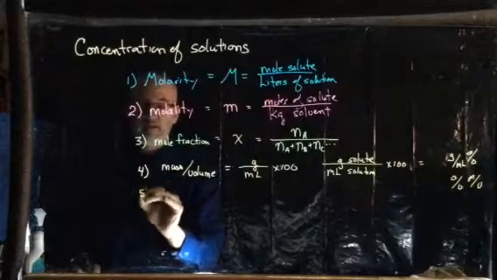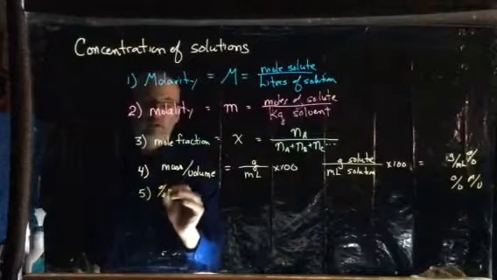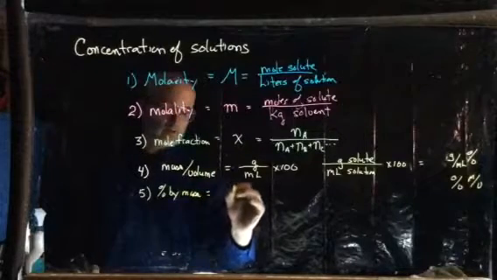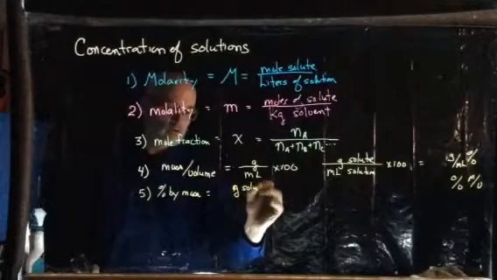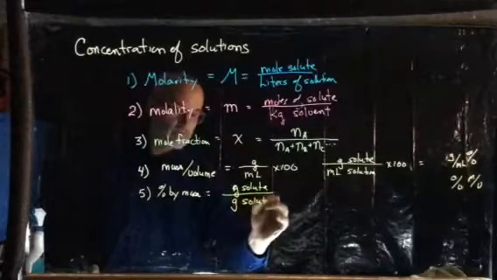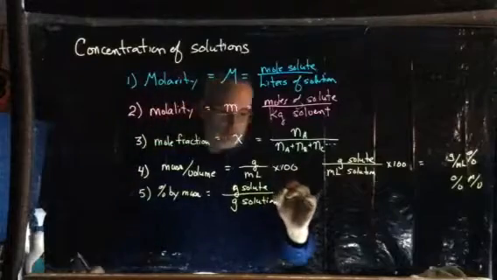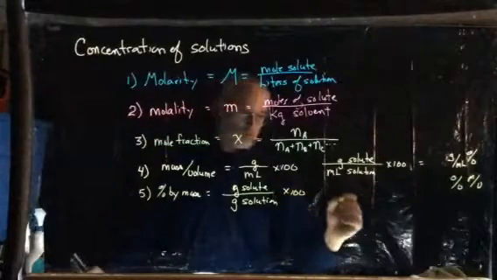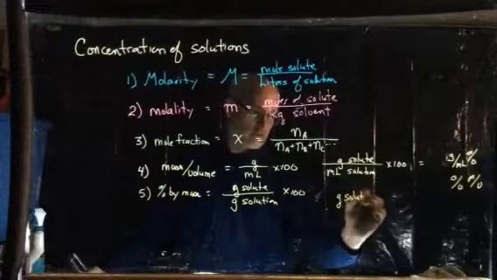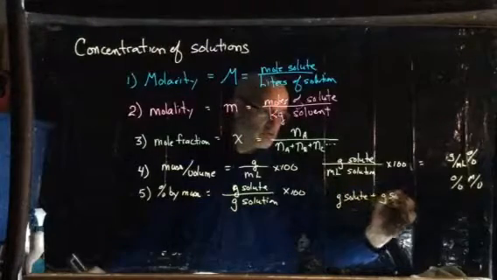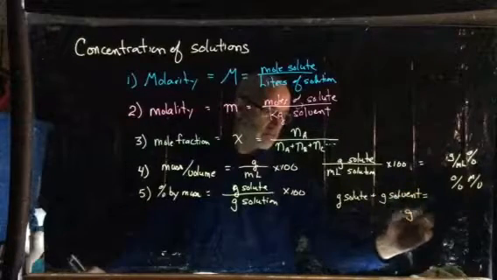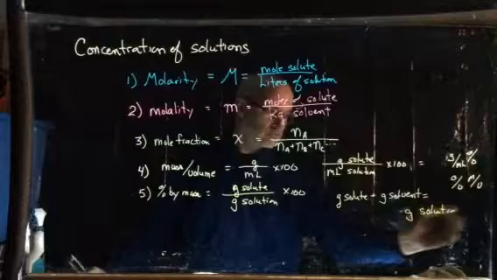We can have percent by mass. So that's going to be grams of solute over grams of solution times 100. What's cool about this one is that grams of solute plus grams of solvent will equal grams of solution.